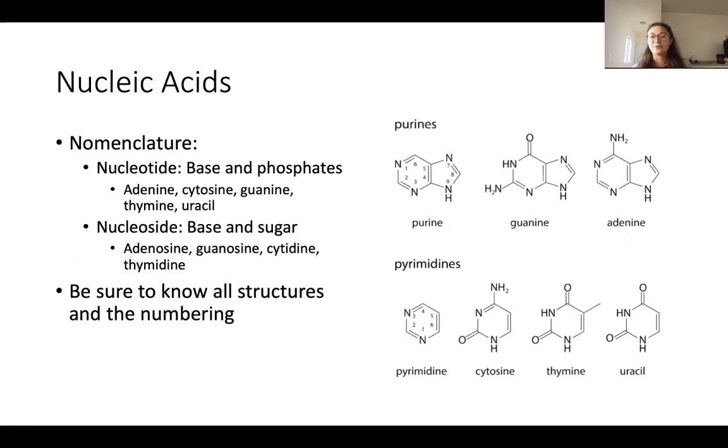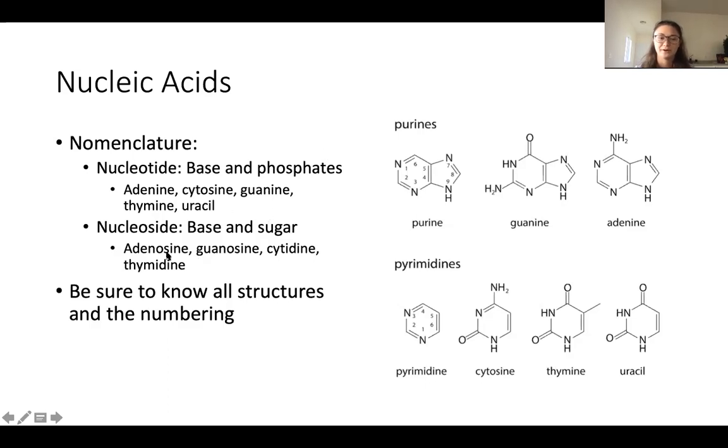Cool. So I'm going to move on to the final big topic for this section, which is nucleic acids. We mentioned some nomenclature in class. I don't think this is the most important thing to know. Nucleotides are the base, the sugar, and the phosphates. I didn't write the sugar, but it's the base, the sugar, and the phosphates. And nucleosides are just the base and the sugar.